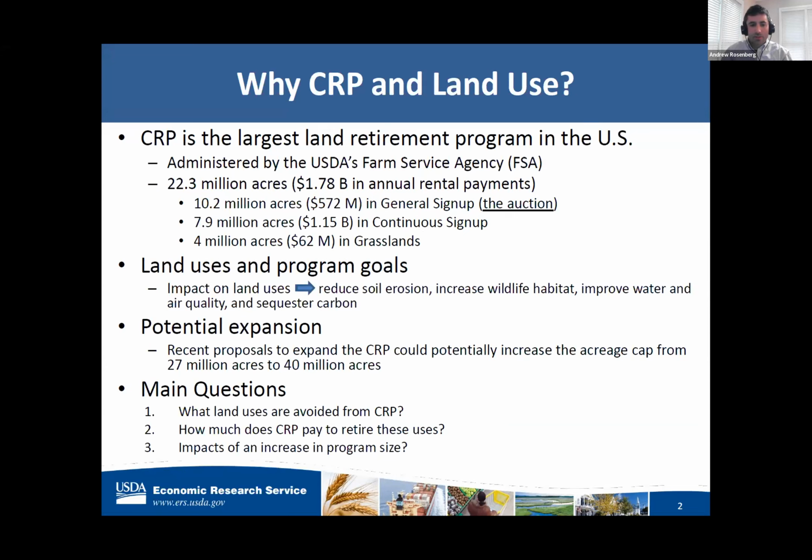And then finally, we're interested in the relationship between land use impacts and program size. So there's been some recent proposals to increase the acreage amount in the CRP. So we try to get some sense of the relationship between the size of the program in terms of acreage and what the land use impacts are. So I've gone over these three main questions. What are the overall land use impacts? We also try to get a sense of how much it costs to retire different types of land in the CRP. And then we look at the influence of program size.